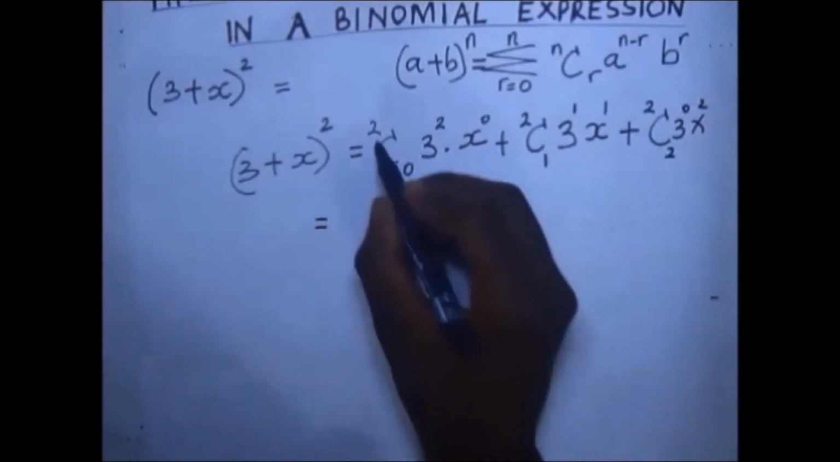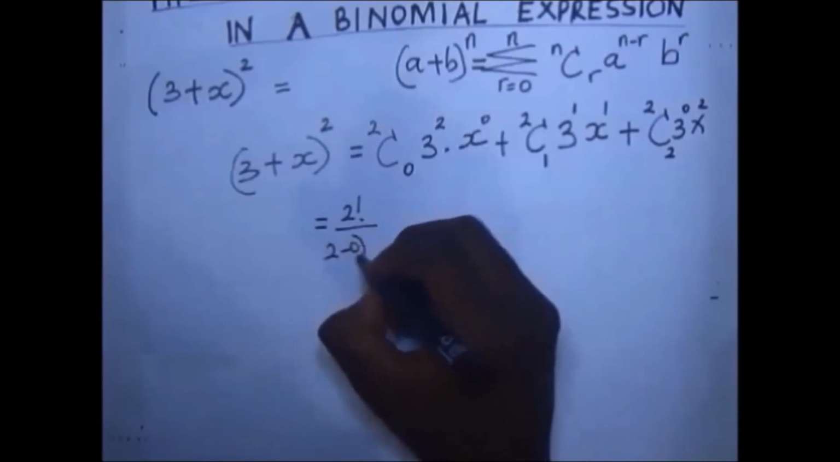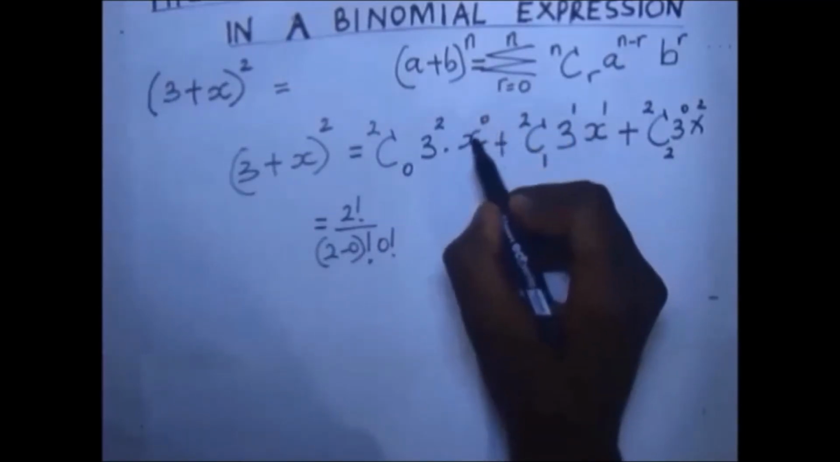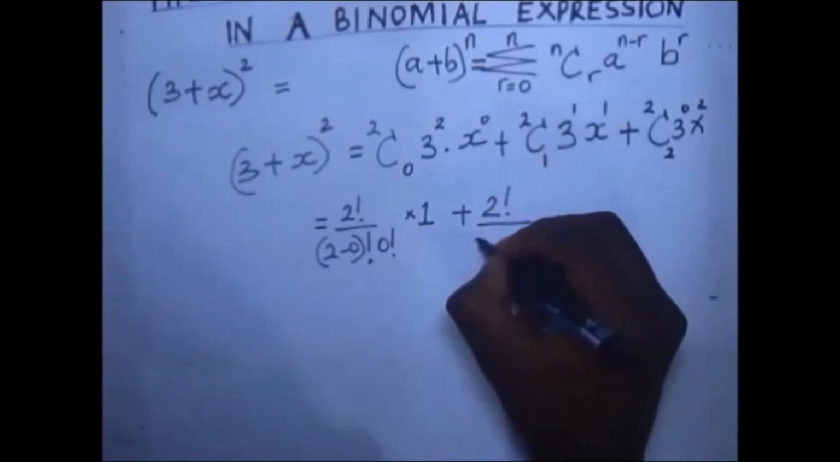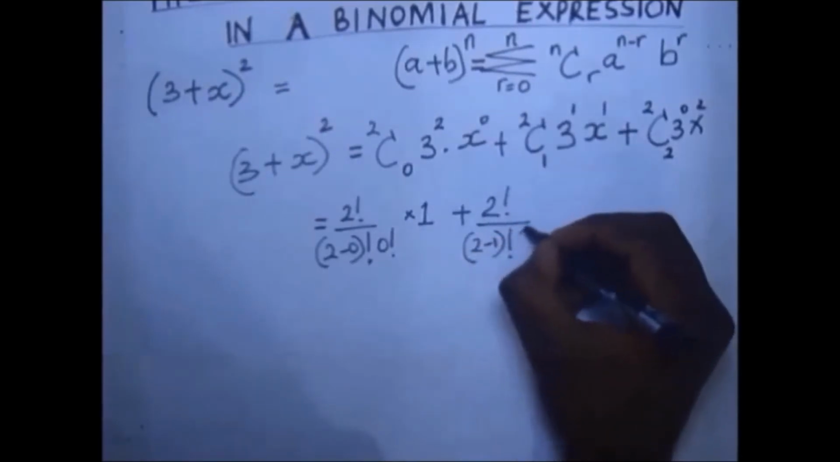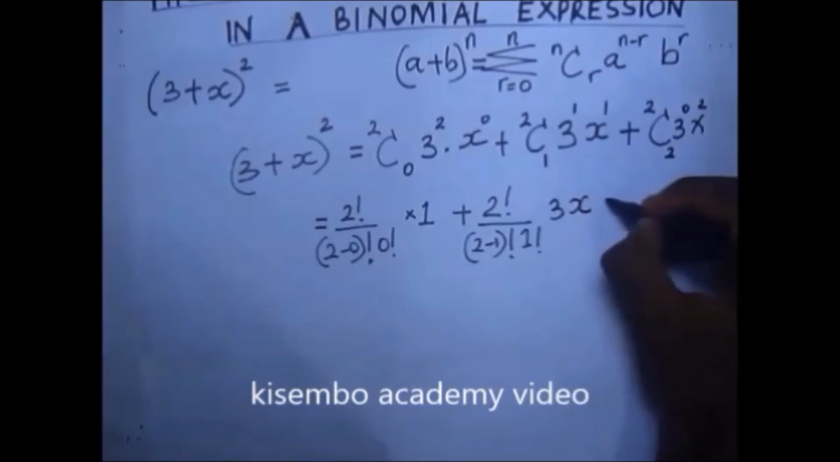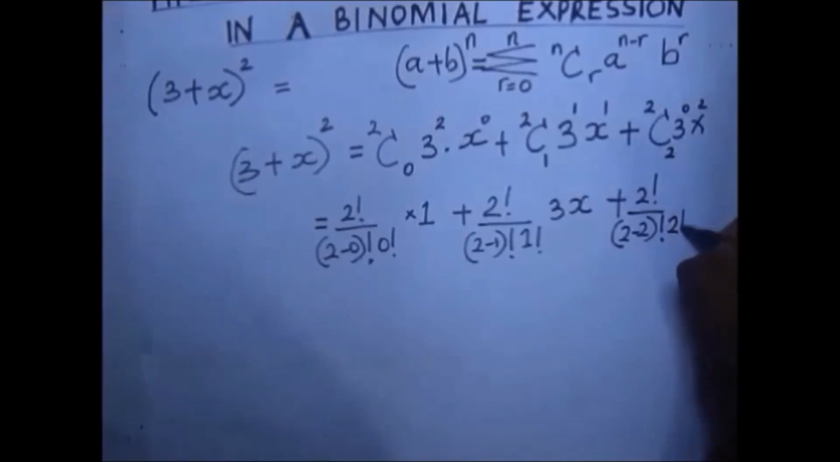So now here our expansion is going to become, now 2 combination 0 is the same as 2 factorial over 2 minus 0 factorial times 0 factorial, that is x to the power 0. Any number to the power 0 is 1, so that is times 1, plus 2 factorial divided by 2 minus 1 factorial times 1 factorial, that is times 3 to the power 1, which is 3, times x to the power 1, which is x, plus the third one, which is 2 factorial over 2 minus 2 factorial times 2 factorial, multiplied by 3 to the power 0, any number to the power 0 is 1, so this is 1, times x squared.